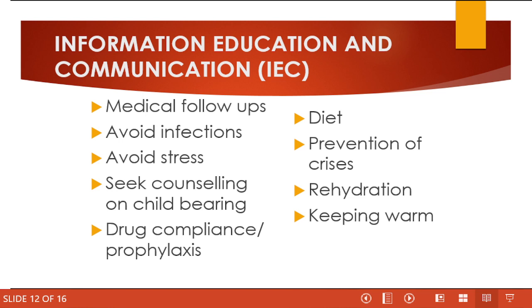Avoiding stress, because stress increases demand for oxygen and can cause a crisis. Also, talk about seeking counseling on childbearing, all right? They can see genetic counselors because sickle cell is a hereditary condition. It can be passed on to children. So, seeking counseling tests can help the patient to better find a partner whom to marry, and also what to do on childbearing. And also, drug compliance.